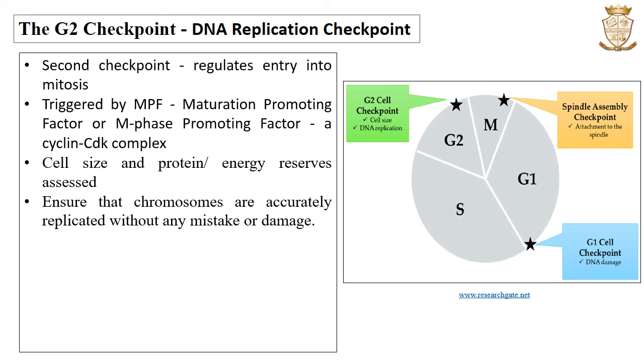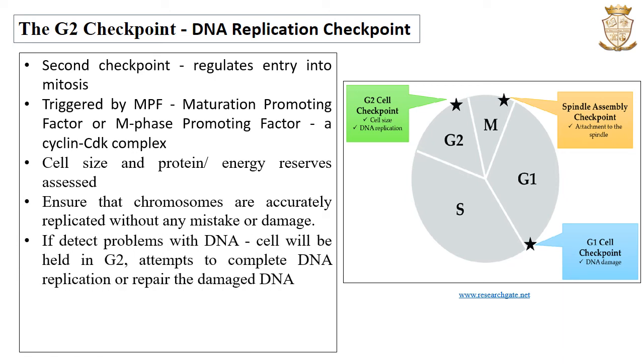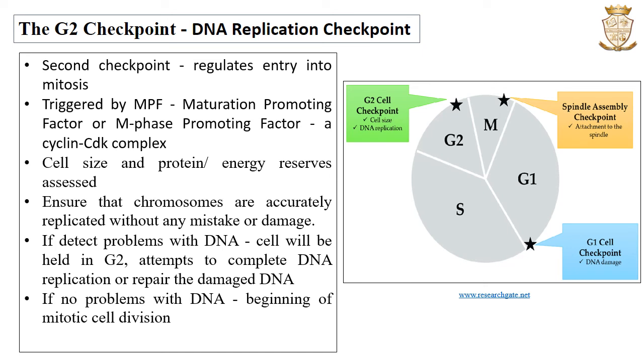The most important role of this checkpoint is to ensure that all of the chromosomes are accurately replicated without any mistake or damage. If the checkpoint mechanisms detect problems with DNA, this checkpoint will hold the cell in this G2 phase a little bit longer, and the cell will attempt to either complete the DNA replication or repair the damaged DNA. If no problems are detected with DNA, the cyclin-dependent kinases will signal the beginning of mitotic cell division. Most of the metabolic activity of the cell will be shut down and the cell will concentrate its resources on dividing the nuclear and cellular materials.